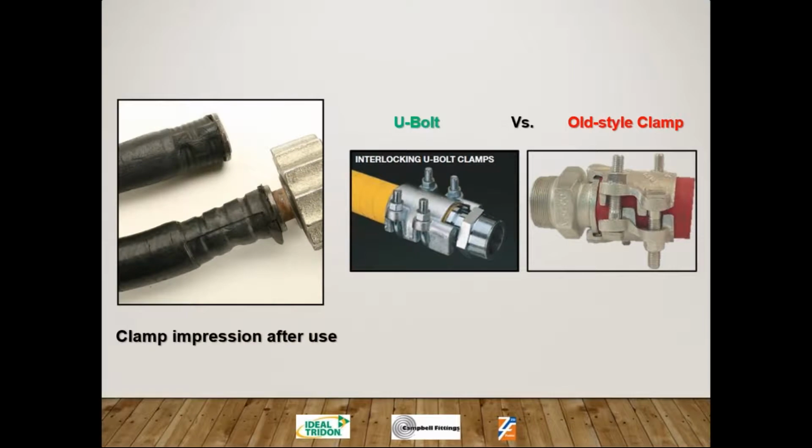The picture on the left shows you how the clamp impression after an old style clamp is put on there. Where the U-bolt also is a 3-piece clamp. It has a shell, a casting, and then the bolts. And all of the bolts of the U-bolt are on one side. So if by some miracle they are retorquing the bolts, it's going to be a little bit easier because all the bolts are on one side. Maybe they will be more likely to do it at that point.